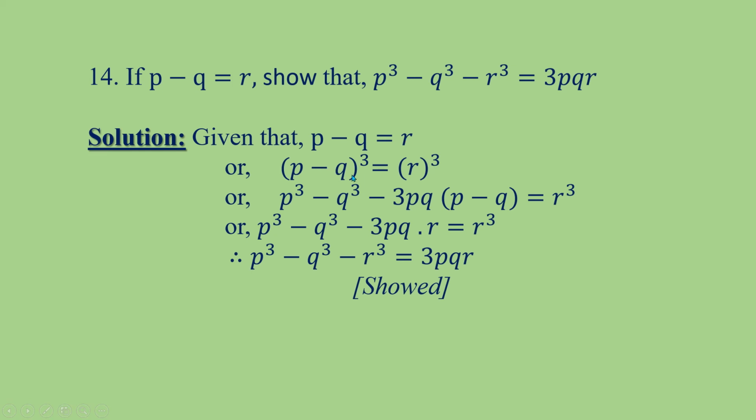We know p minus q whole cube equal to p cube minus q cube minus 3pq into p minus q. That's mean a minus b whole cube equal to a cube minus b cube minus 3ab into a minus b, and right side will be r cube. Here is r, so here will be r cube. Now this equal to, we can write p cube minus q cube minus 3pq into p minus q equal to r cube. Now r cube convert into left side and this convert into right side. As a result, left side p cube minus q cube minus r cube, this equal to 3pqr. So proof is complete.